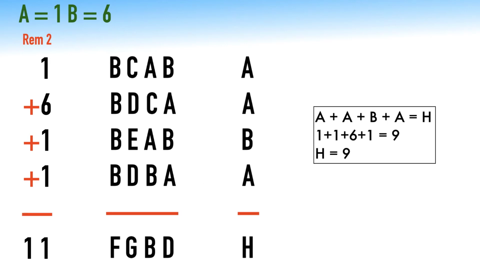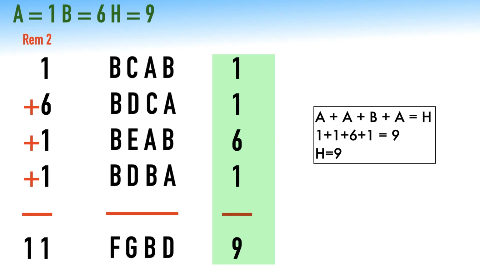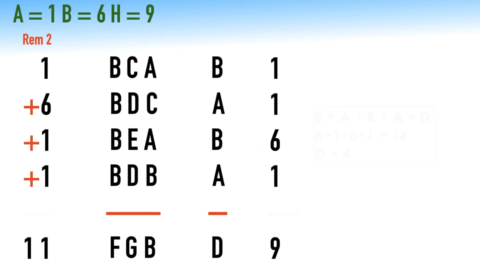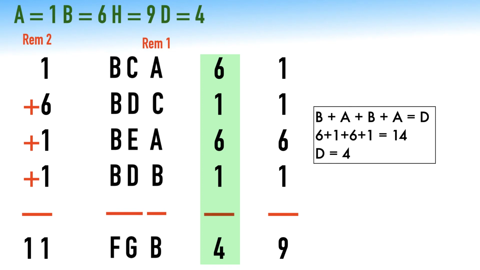Consider the first column. The value of the rightmost column after substituting the values of A and B is 1 plus 1 plus 6 plus 1, which is equal to 9. Hence the value of H is 9. Now consider the next column. After substituting the values of A and B in the second column, the expression becomes 6 plus 1 plus 6 plus 1 equals 14. Thus the value of D is 4 and 1 is the carry forward to the next column.